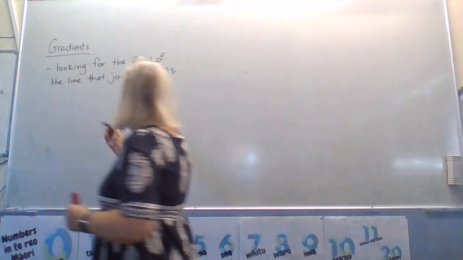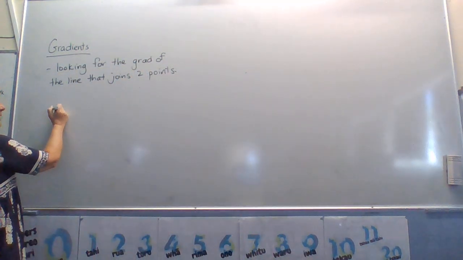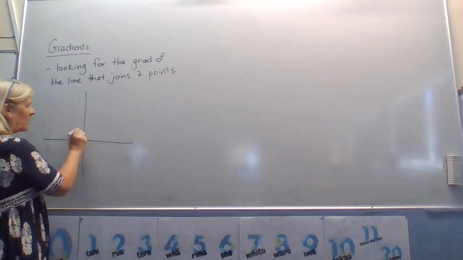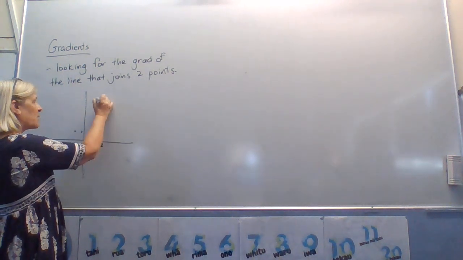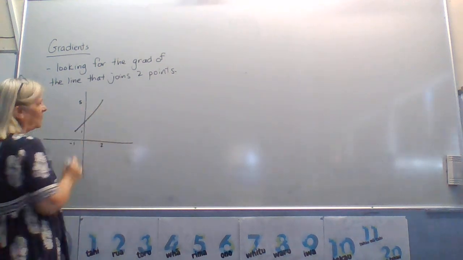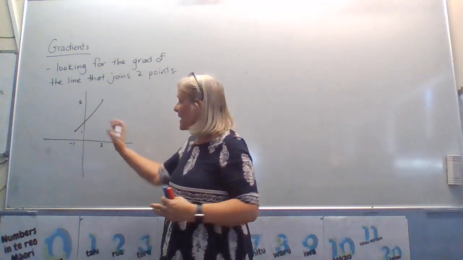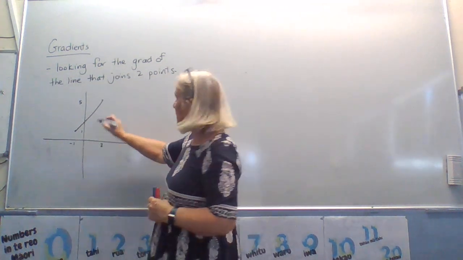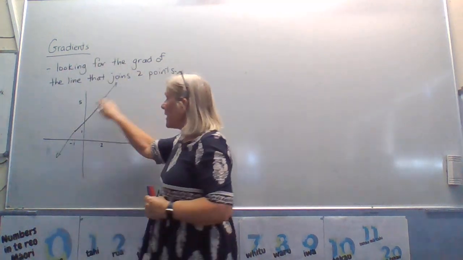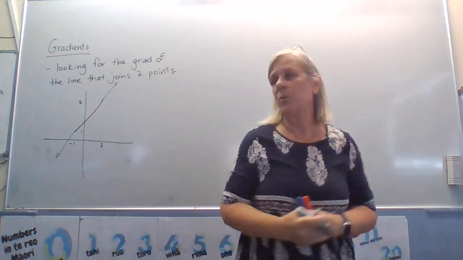But we're going to look at, if we've got 2 points, so let's say this one, -1, 1, and this one, 2, 5, what is the gradient of that line? That's actually not a line, it's a line segment. The line keeps going all the way this way and keeps going all the way this way, but we're interested in the ones between those 2 points.